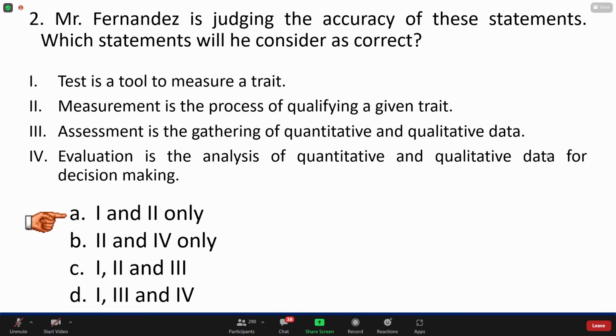It's because assessment is not gathering of quantitative and qualitative data. Diba? It's more of measurement. And then evaluation is the analysis of quantitative. It's not. It is assessment. Right? So therefore, 1 and 2 are the statements which are correct. Ayan. Kailangan nyo talagang i-interpret mabuti, isa-isa, i-break in yung knowledge na meron kayo para talaga makuha nyo yung correct answer. Okay?